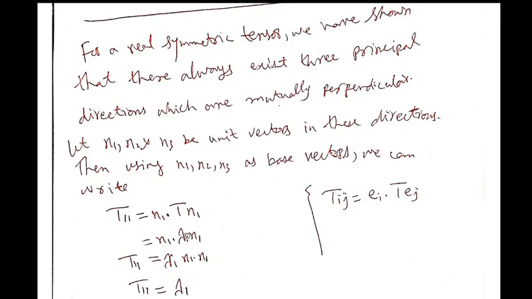Now Tn1 equals lambda 1 n1, because we know that for principal directions there are eigenvalues lambda 1, lambda 2, lambda 3: lambda 1 for the first principal direction, lambda 2 for the second, and lambda 3 for the third. And we are taking n1, n2 and n3 parallel to these directions, as we have written here. So we can write Tn1 equals lambda 1 n1.